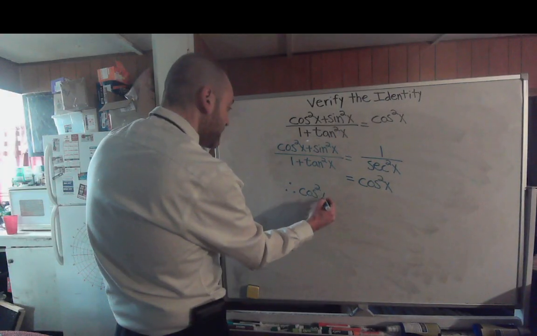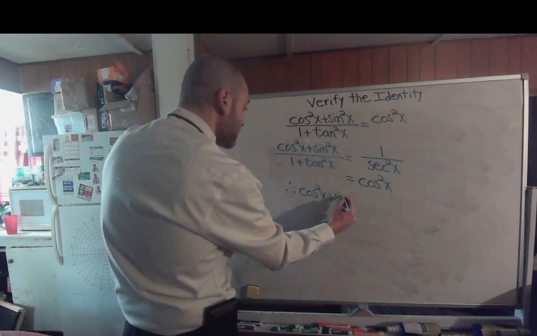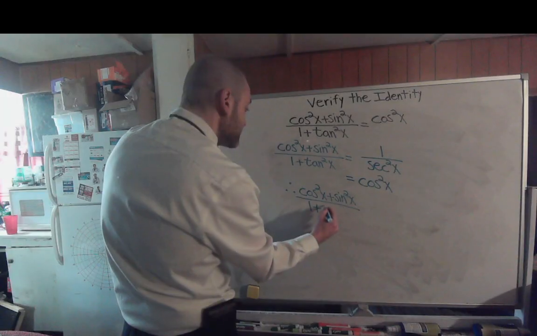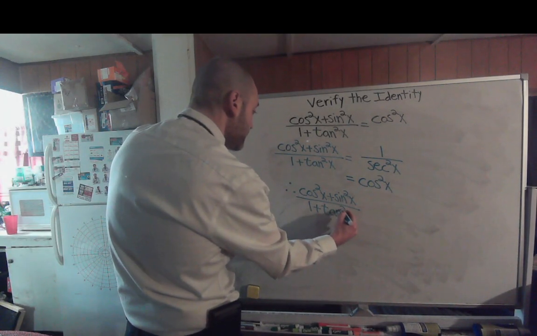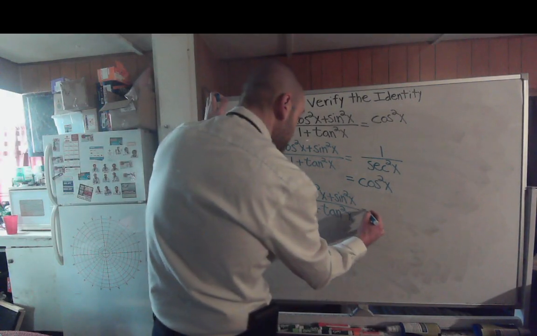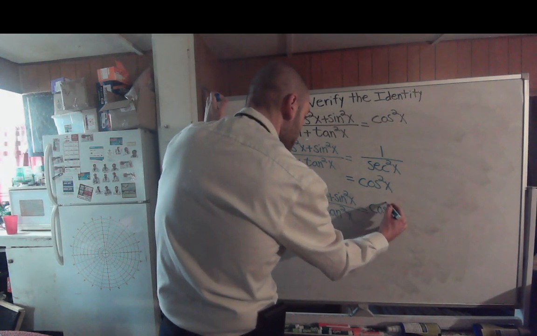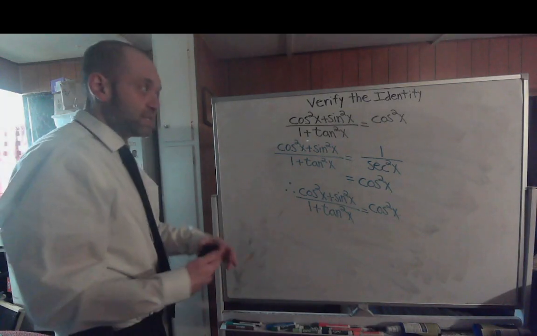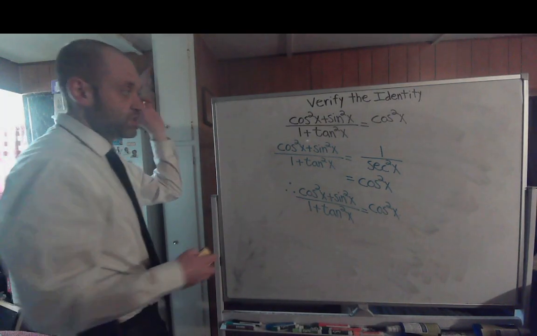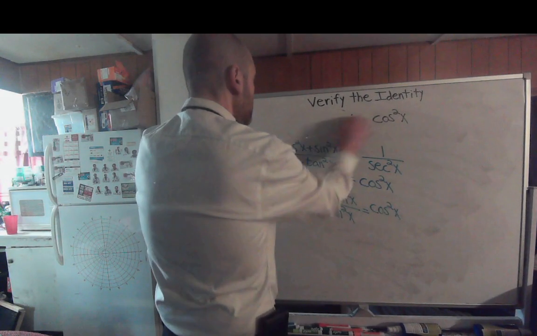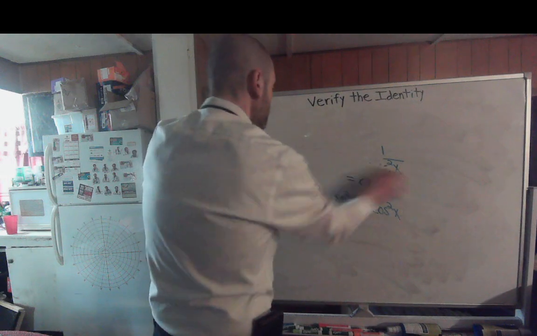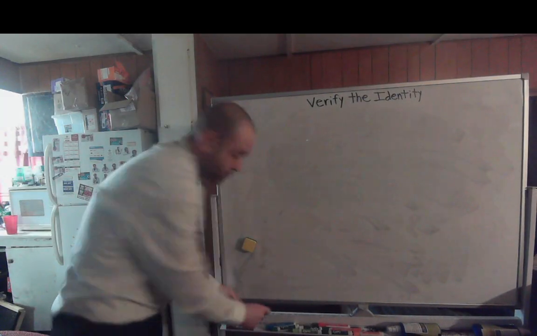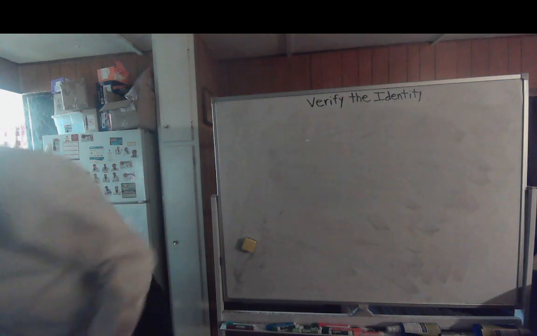So therefore, cosine squared of x plus the sine squared of x all over 1 plus the tangent squared of x equals the cosine squared of x. So that one actually wasn't as bad as what it looked like when you first started. Alright, I have 4 more. So let's see.